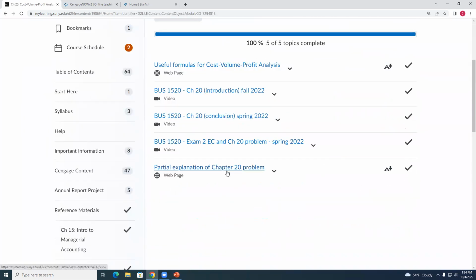I'm pretty sure I also showed you this partial explanation of chapter 20, the page that I couldn't get to insert spaces even though I was trying. So it's a bit condensed, but it's there if you're working on the chapter 20 problem and get stuck. And also, I'm not sure if we talked about this last class, there is a video here that may be helpful for you on the exam 2 extra credit, which is the reciprocal services method, and then the chapter 20 problem. So there's maybe further assistance there for the chapter 20 problem if you're working on that and get stuck.